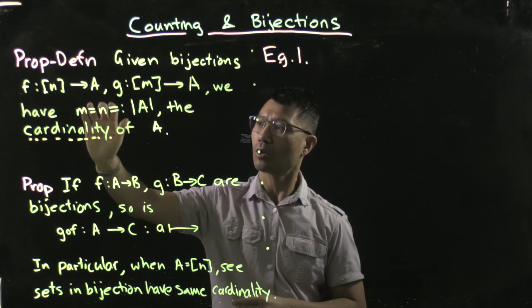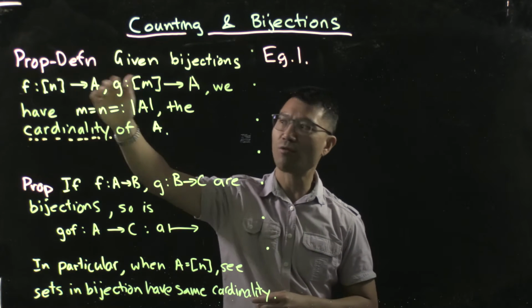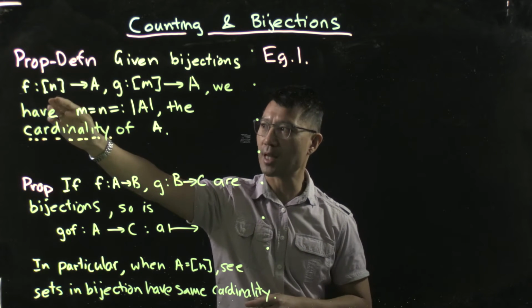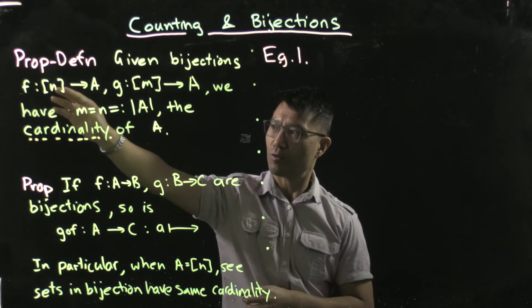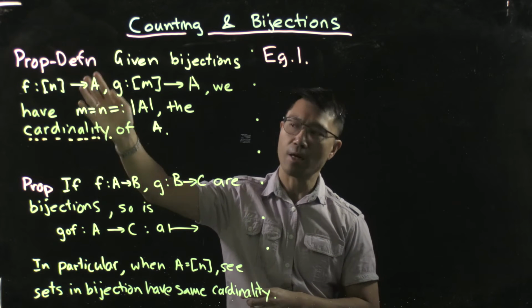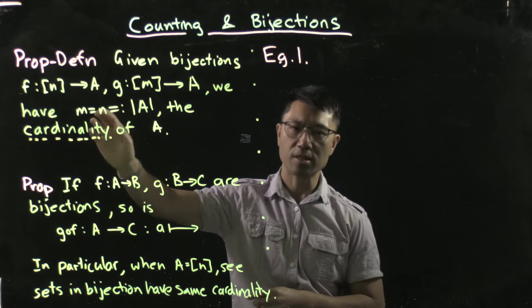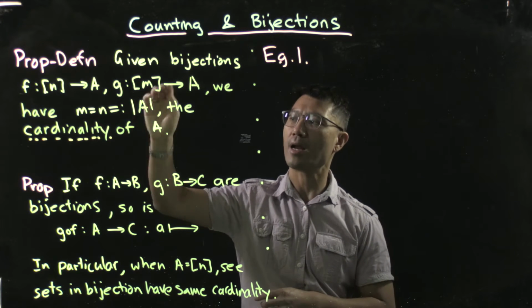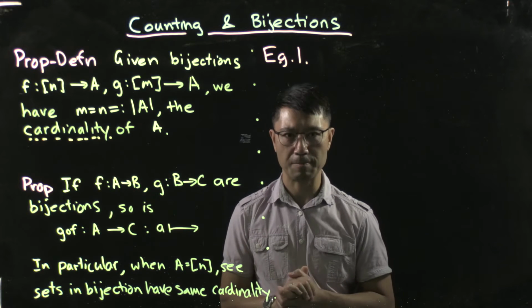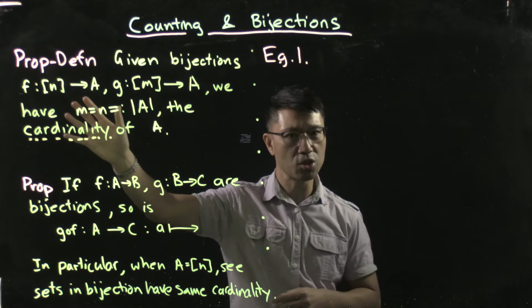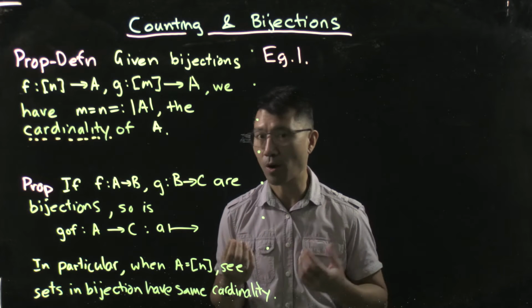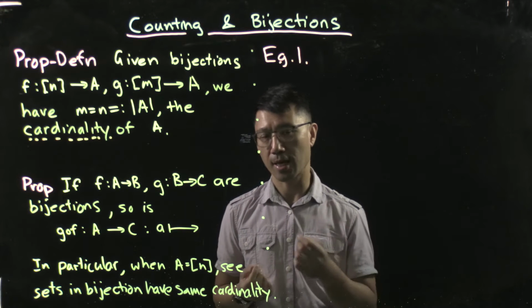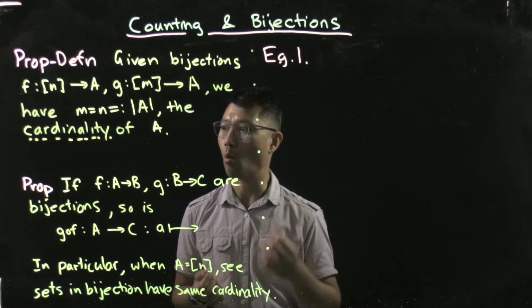So this is something that you can prove. And then that common value for all these different bijections that you can have from sets like this to A, if you take that common value, m or n or whatever it is, that's denoted with these absolute value signs around A, and it's called the cardinality of A. Now, I'm not going to prove this proposition here. You can find the proof on the activity sheet in the Extension 3 Mathematics website.